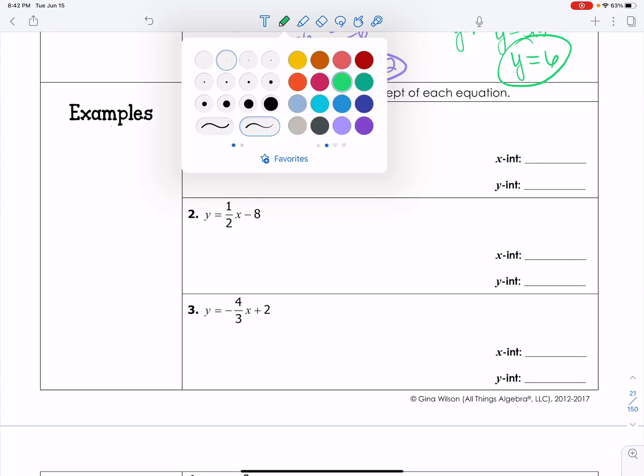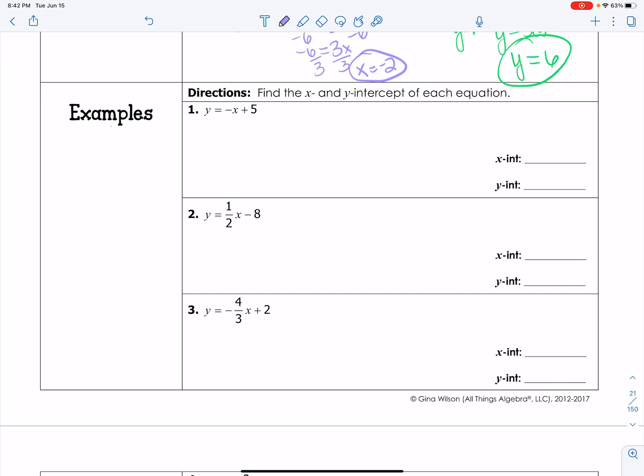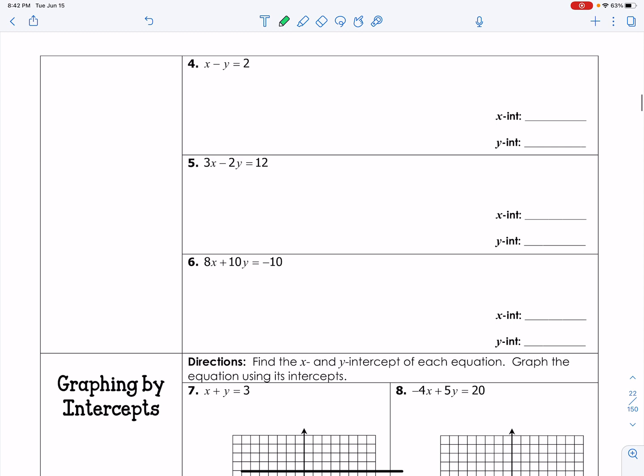Okay, so if I go to example 1 and I put 0 in for y, I'm going to find the x-intercept, and I'm going to minus the 5, and then I'm going to change my signs. My x-intercept is 5. And then I'm going to put 0 in to find the y-intercept. You take the original equation and you put 0 in for x. So my y-intercept is 5. It's very simple. You're just setting them both equal to 0.